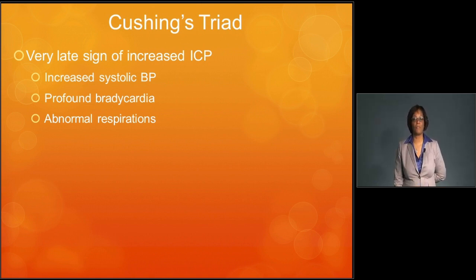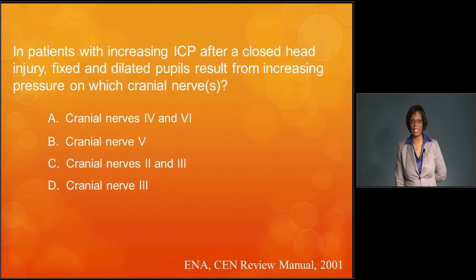They will have profound bradycardia, and then any type of abnormal breathing pattern. So it could be Cheyne-Stokes, it could be Kussmaul's, it could be Biot's breathing pattern. Any abnormal respirations coupled with the blood pressure changes and the profound bradycardia are indicative of Cushing's triad. It is considered a late sign of ICP, and we need to be acting quickly.